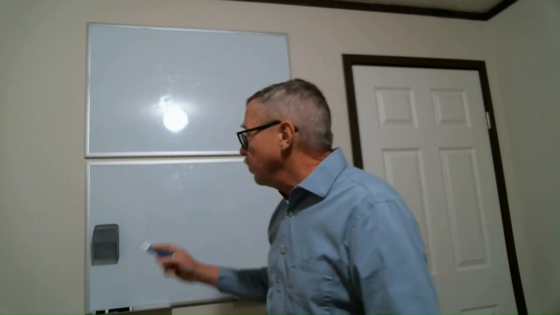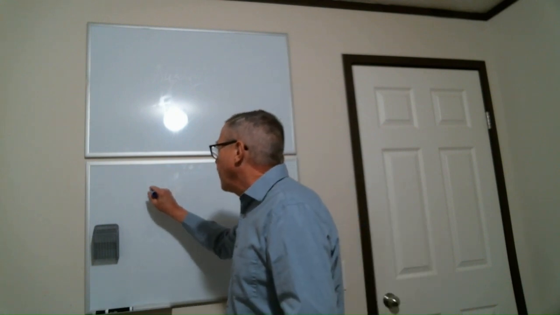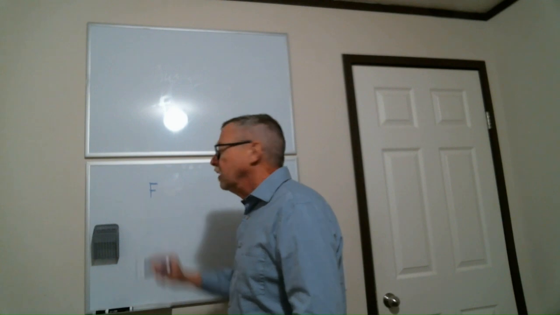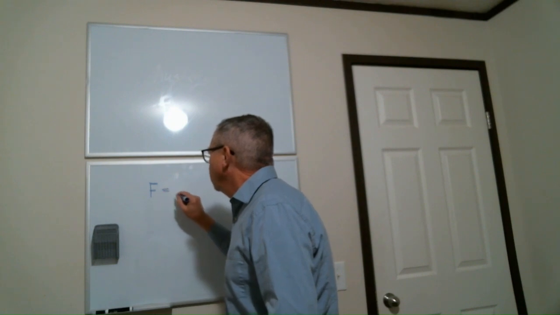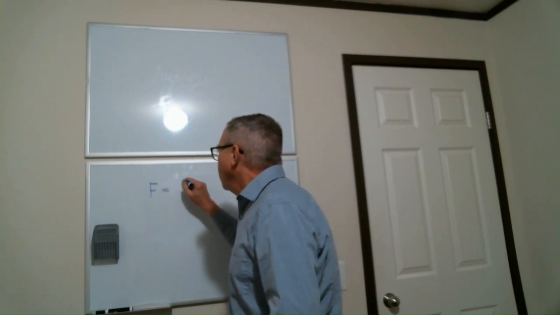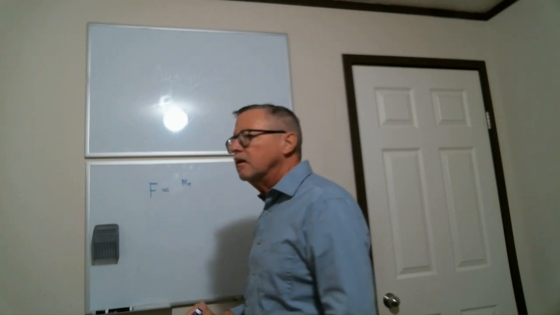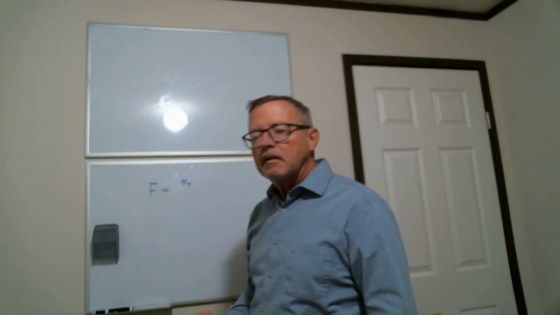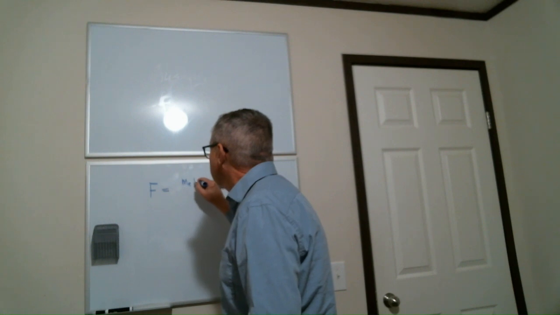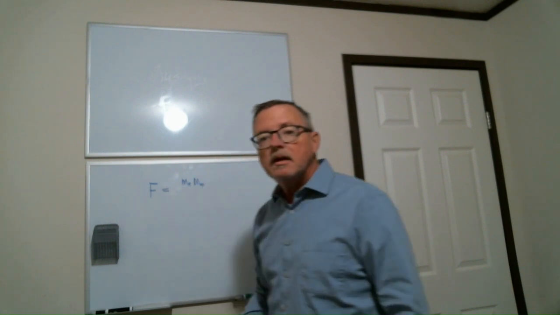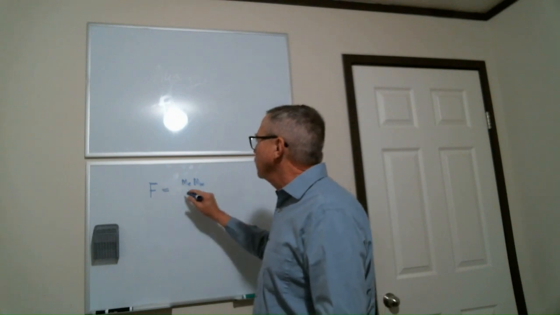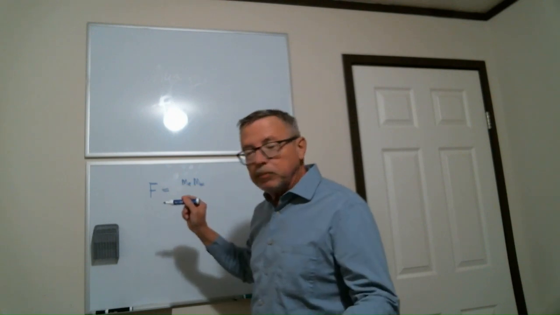Let's look at it this way. I'm going to put an F up here for force. Then I'm going to put an equal sign. Then I'm going to put mass of the Earth and mass of the moon. I'm going to multiply those two together. You know how to multiply, don't you?